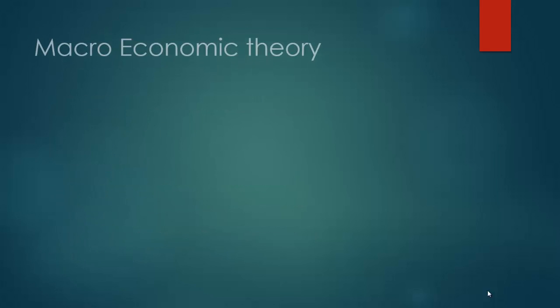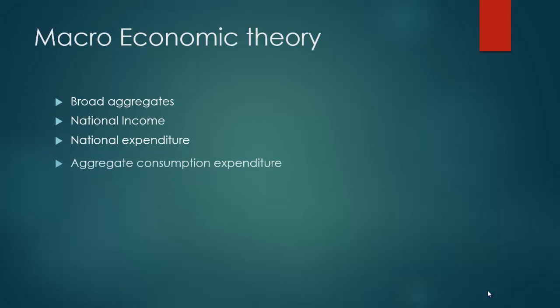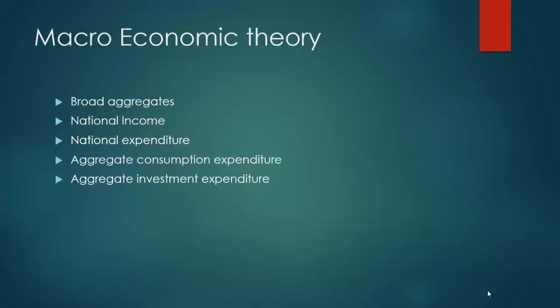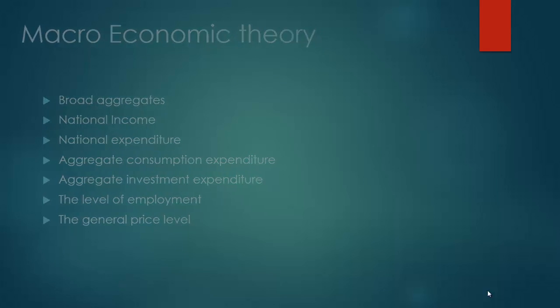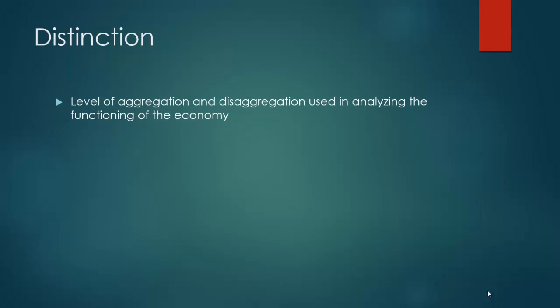Macroeconomic theory, on the other hand, deals with broad aggregates like national income, national expenditure, aggregate consumption expenditure, aggregate investment expenditure, the level of employment, the general price level, and so on. It analyzes how the economy functions through the interactions of these broad aggregates, how these aggregative variables behave, and how they are determined. The distinction between micro and macro is made in terms of the level of aggregation and disaggregation used in analyzing the functioning of an economy.